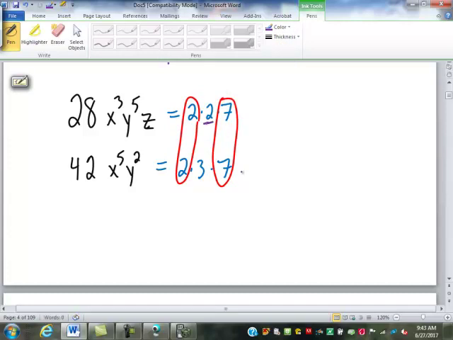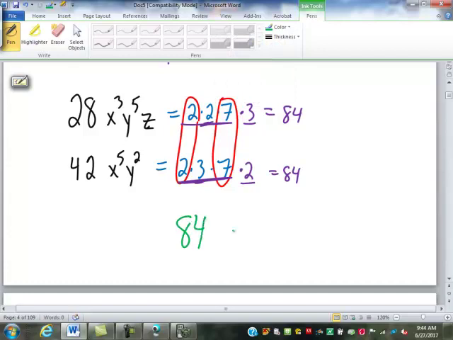So again, there's a 2 that isn't circled here, so I'm going to put a 2 down here. There's a 3 here that isn't circled, so I'm going to put a 3 up here. So this is 28 times 3 is 84. This is 42 times 2, which is also 84. If those numbers don't come out the same, you did something wrong. So it's time to start over.